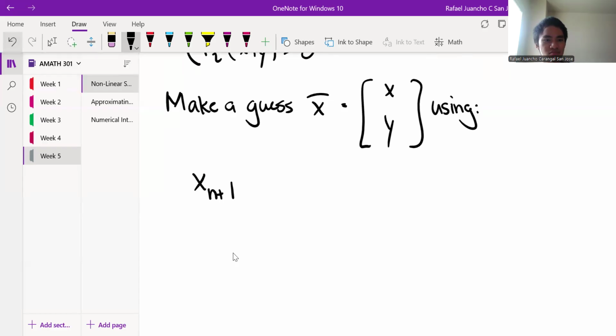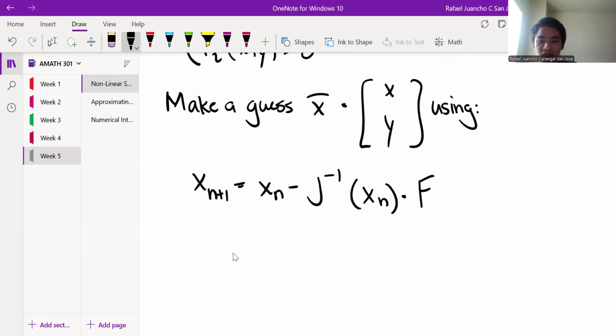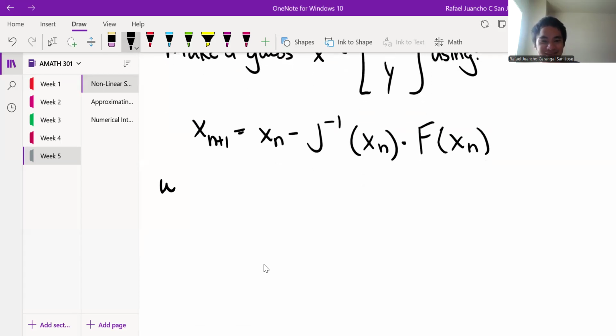I'm going to use x of n minus J inverse. We'll get there on what J is. I'm going to get there in a bit. We did discuss this, but I'll get there. And then this capital F, I'll get there to what this is. So now you might be asking, I'm getting there, don't worry. What in the world is F? I'll start with F first.